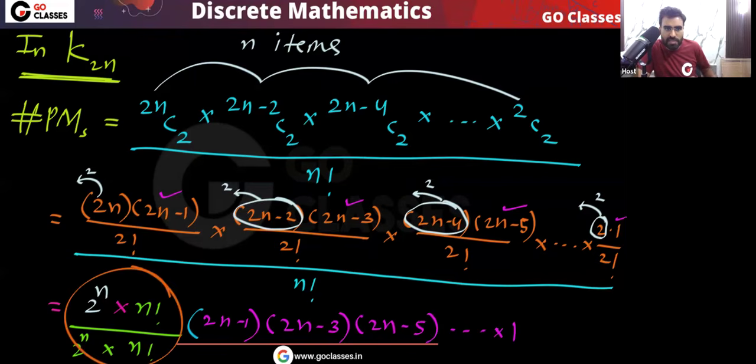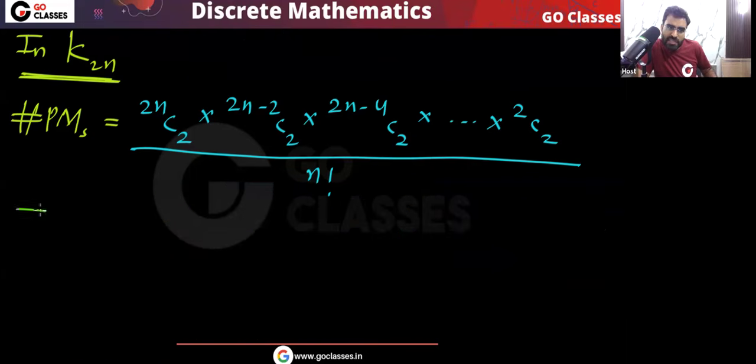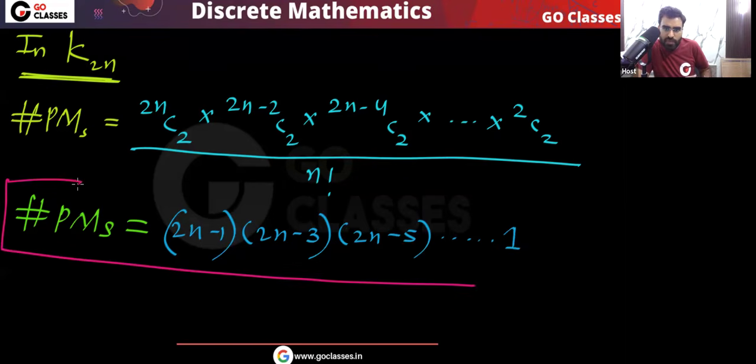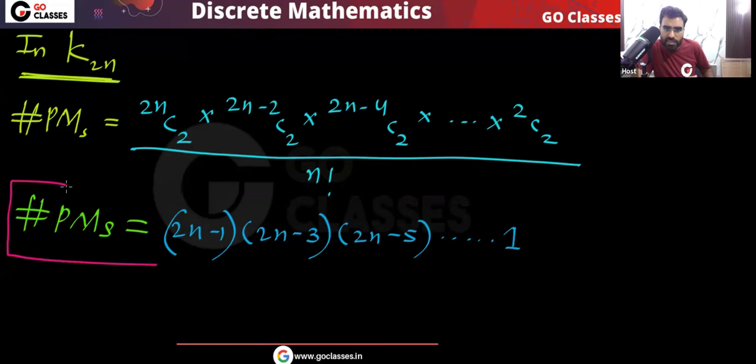You can see this will cancel out. It will cancel, it will cancel. So finally, the number of perfect matchings that you will get will become 2n minus 1 into 2n minus 3 into 2n minus 5, and so on. Just keep going till 1. This is your number of perfect matchings in a complete graph on 2n vertices.